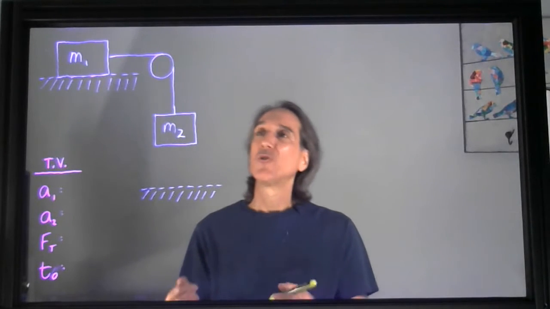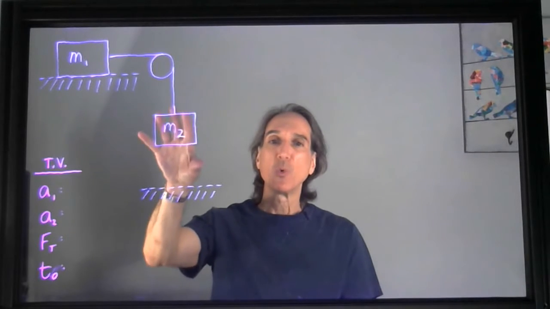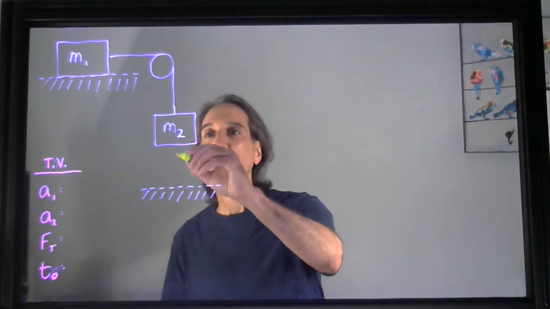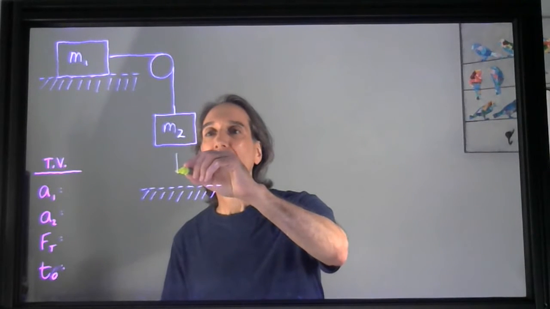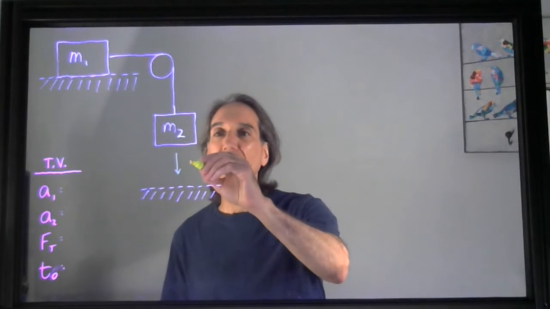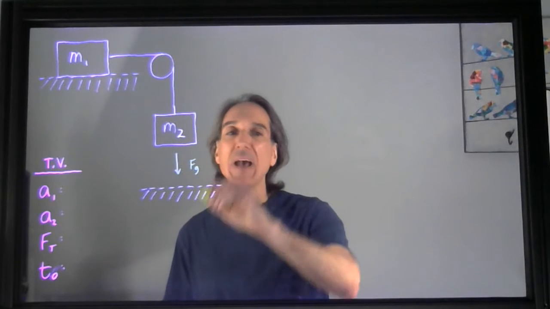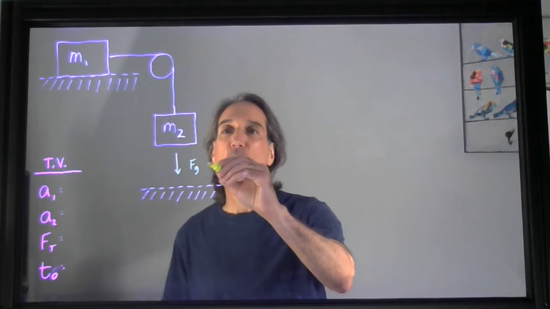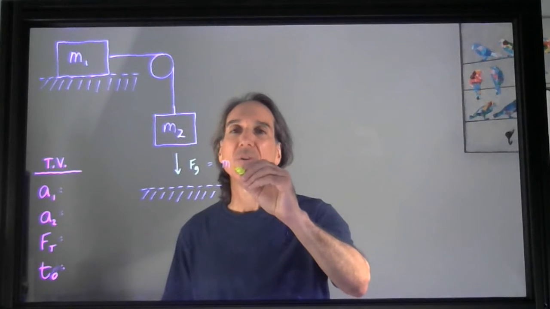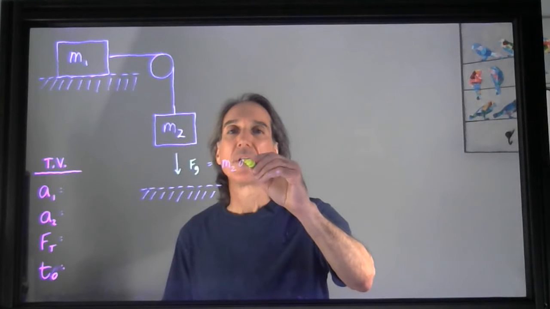So let's begin with mass M2, body M2. Gravity acts on M2 and creates a downward force. And we'll call this F sub g, and that F sub g is equal to mass M2 times gravity.